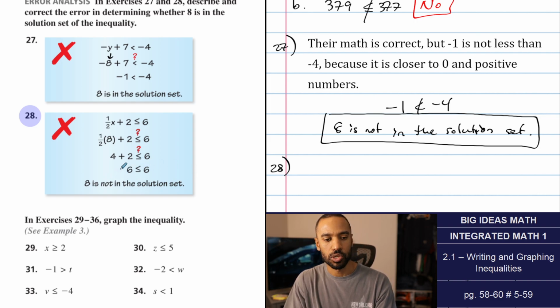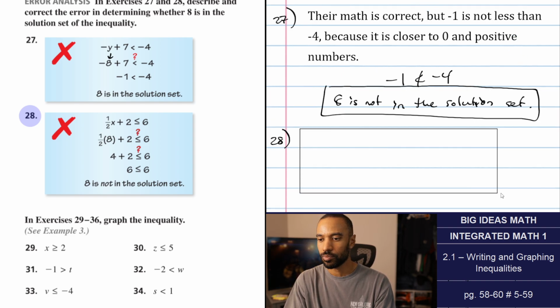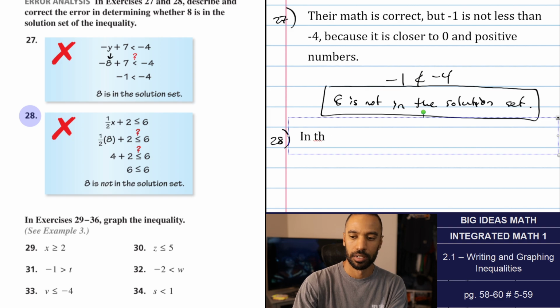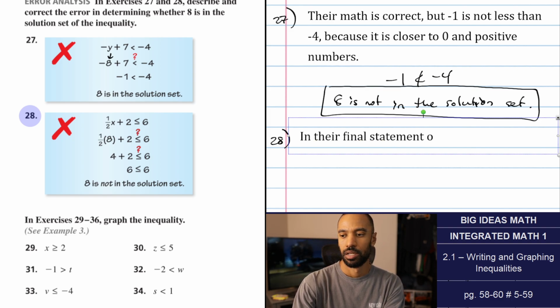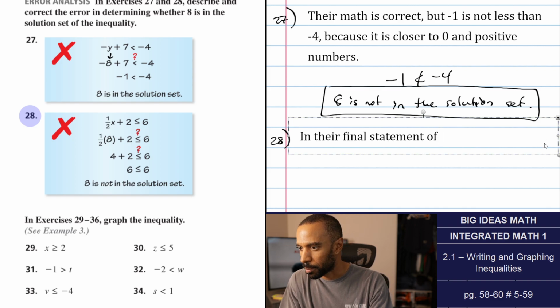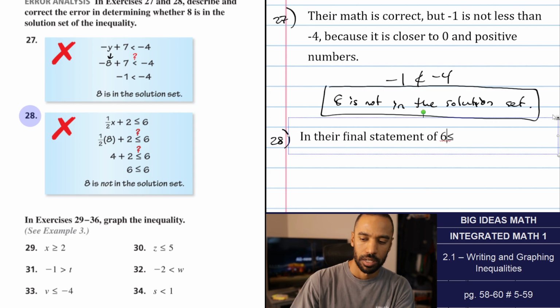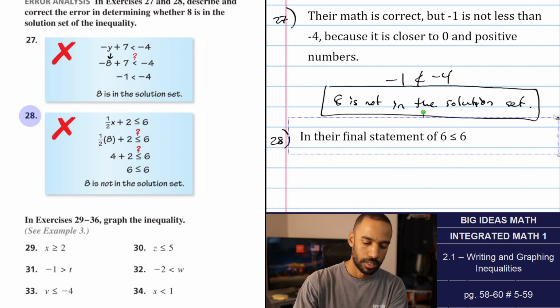But they said 8's not in the solution set basically because they would have crossed this out. They said, oh, this isn't a true statement. They're like, 6 isn't less than 6. But here's the thing. It's less than or equal to. In their final statement of 6 is less than or equal to 6. I'm coming up with the less than or equal to symbol. Give me 1 second. Of 6 is less than or equal to 6.